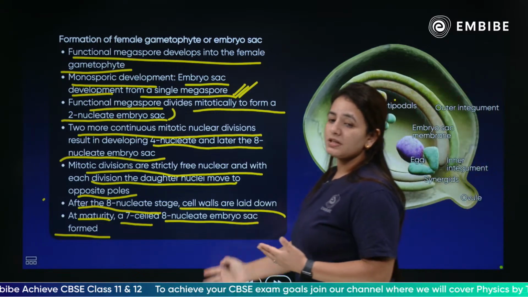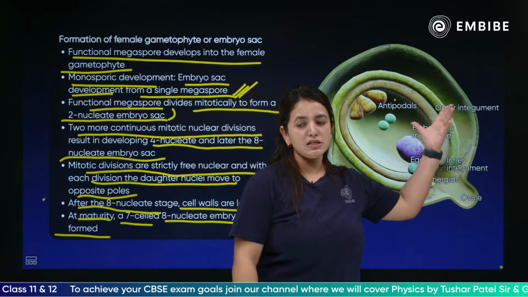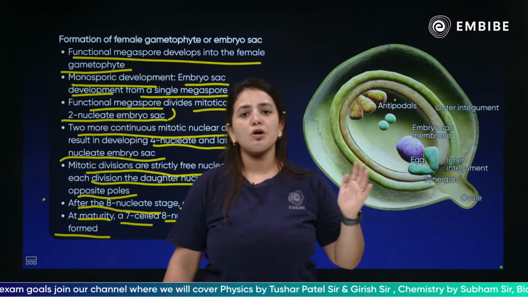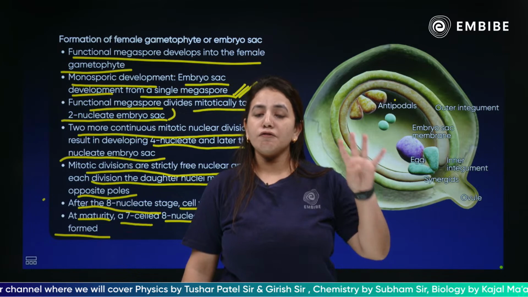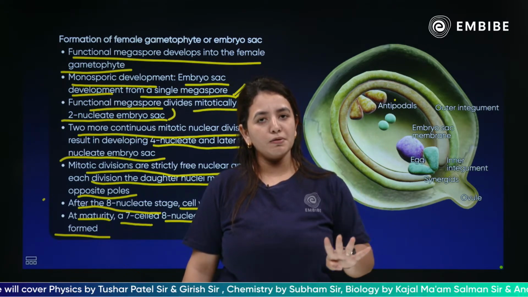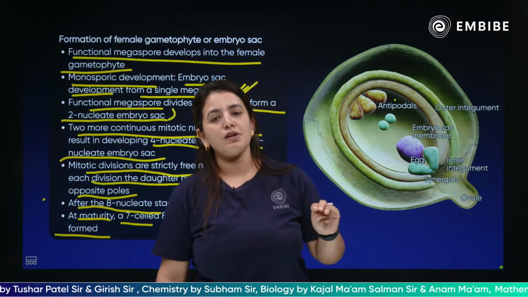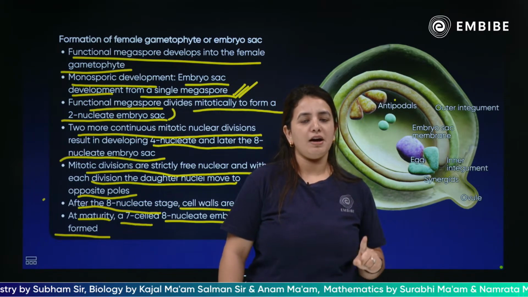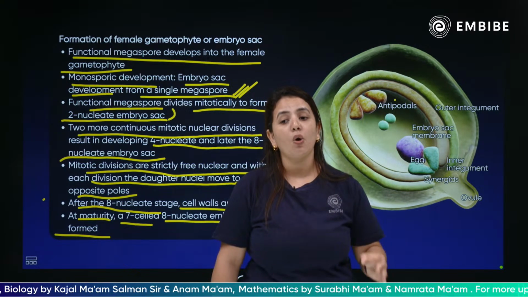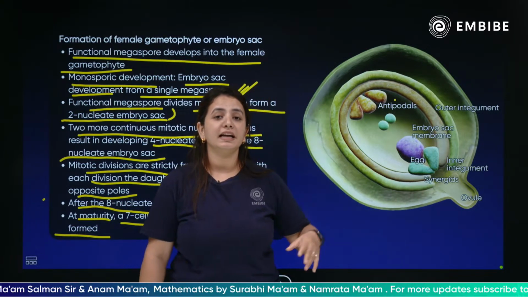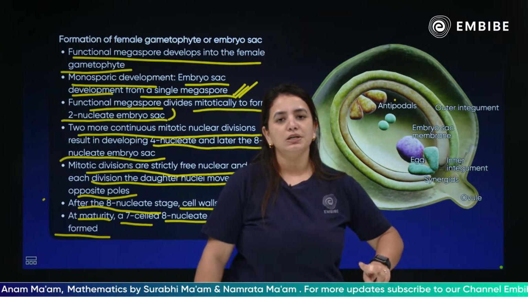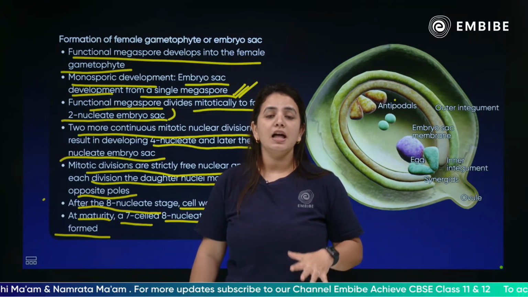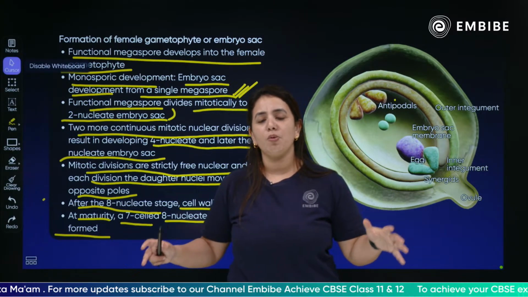Just now in the previous slides we learned about the structure of the ovule, and this is how your ovule will generate. Starting with the 1 nucleate stage: first of all, the megaspore mother cell will divide through meiosis, and 4 haploid megaspores will be formed. 3 megaspores will degenerate and only 1 will survive. That 1 megaspore, which is the female gametophyte, will continuously undergo mitotic division, first creating a 2 nucleated stage, then a 4 nucleated stage, and then an 8 nucleated stage, and each nucleus will move towards the opposite poles.